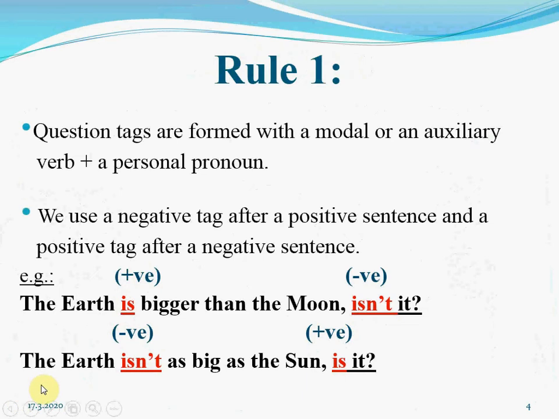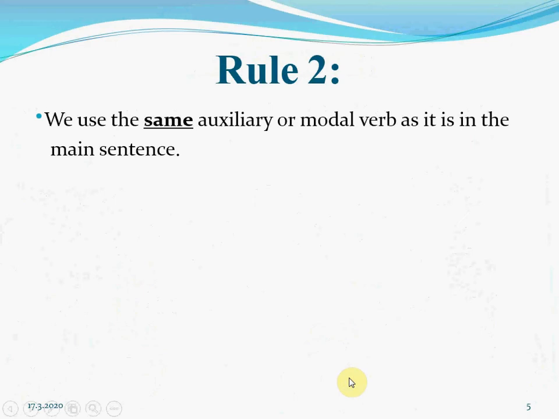And the other example, the earth isn't as big as the sun. So isn't here, the main verb of the sentence is negative, so we must make the question tag positive. Rule 2, we use the same auxiliary or modal verb as it is in the main sentence.